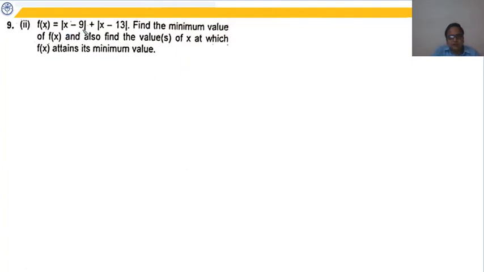It says f(x) equals mod(x minus 9) plus mod(x minus 13). We have to find the minimum value of f(x) and also find the value or values of x at which f(x) attains its minimum value.